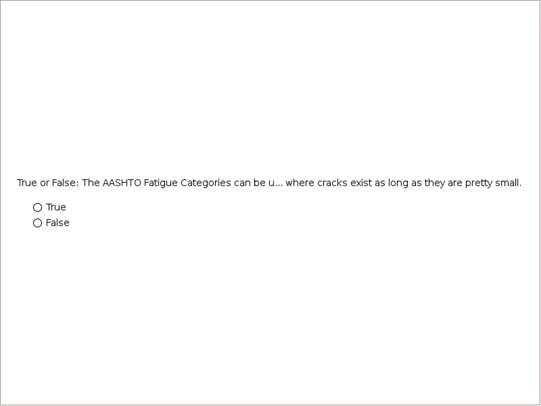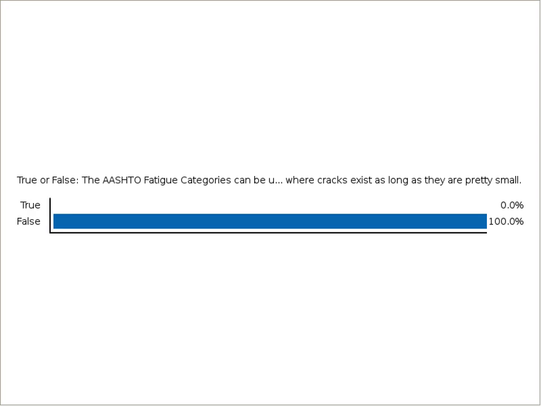Okay, and I'll move on to the next question. True or false? The AASHTO fatigue categories can be used in cases where cracks exist as long as they are pretty small. True or false? Okay, it looks like just about everyone has selected their choice. Overwhelmingly, the audience is saying false. Okay, so the audience is correct.